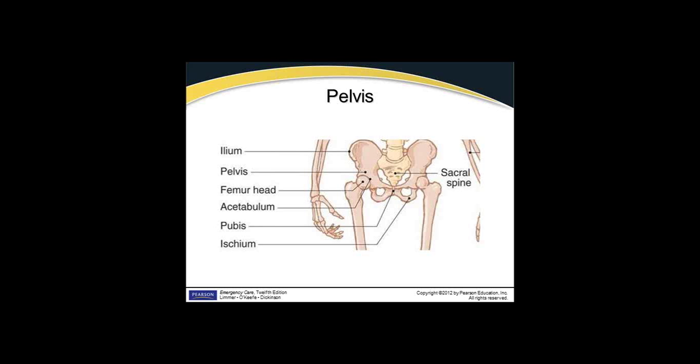Interesting thing about the bones of the pelvis is you cannot break a ring once. If you break a ring, you break it twice. So most people, if they actually break the pelvic ring, will break it in two spots. So, interesting little fact.